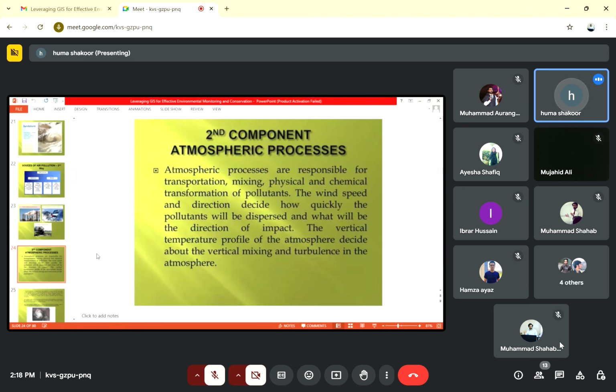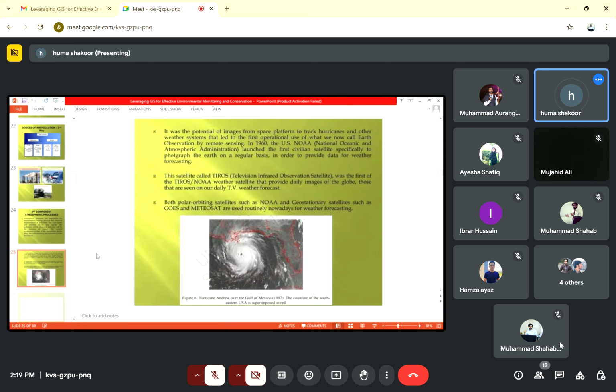Atmospheric processes are responsible for transportation, mixing, and physical and chemical transformation of the pollution. The wind speed and direction decide how quickly the pollutants will be dispersed and what will be the direction of the impact. The vertical temperature profiles of the atmosphere decide the vertical mixing and the turbulence in the atmosphere.